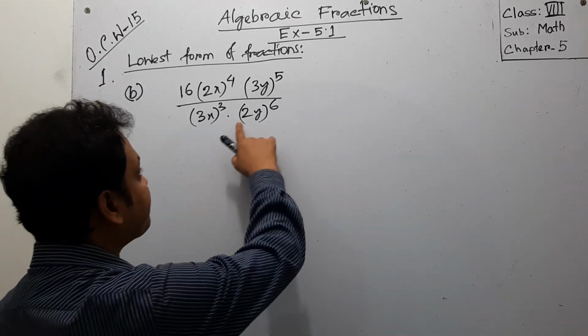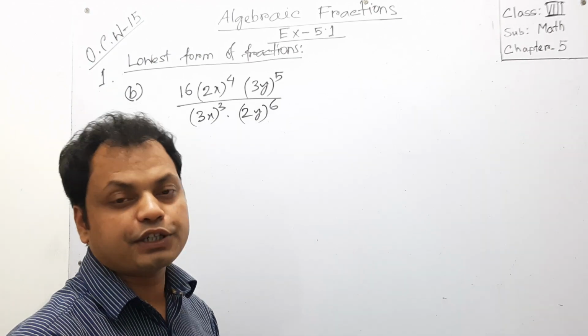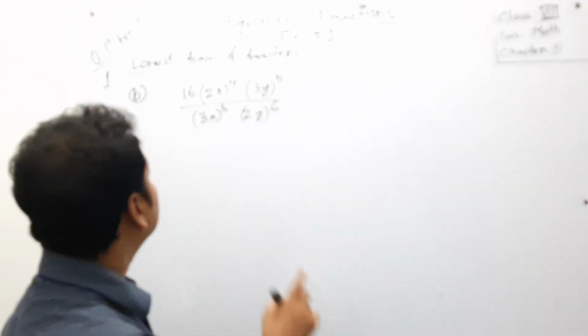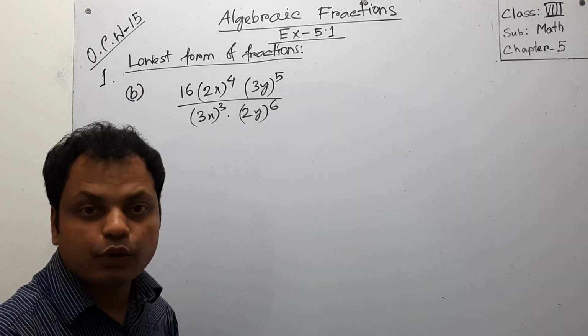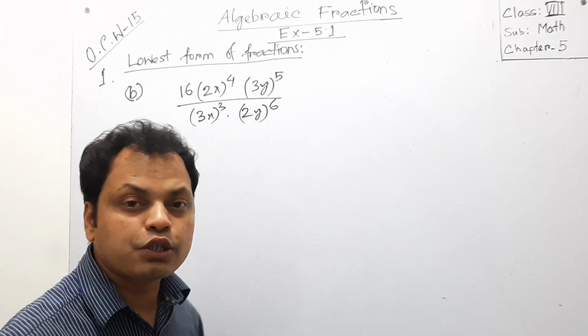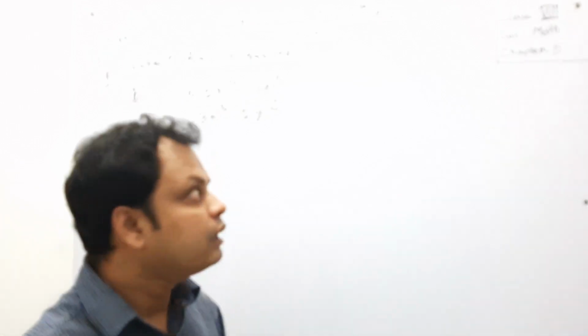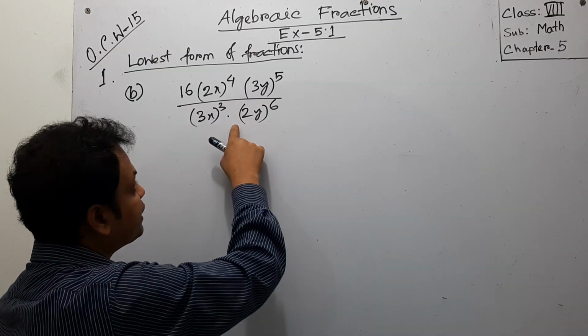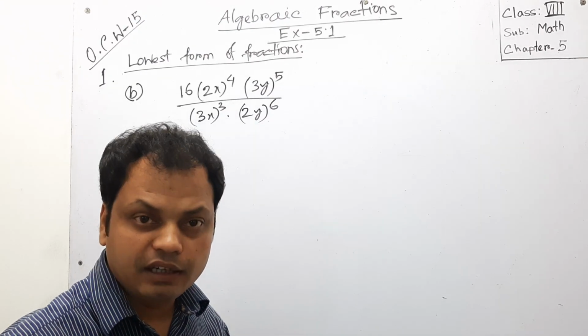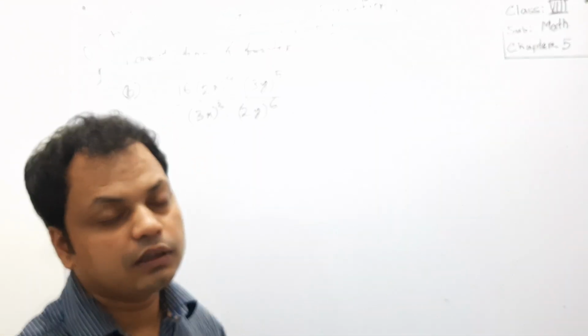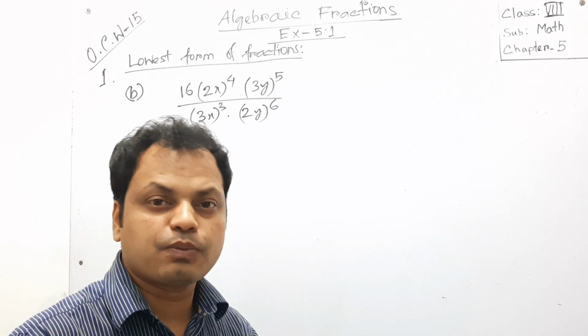This is an algebraic fraction. We have to find the lowest form of the fraction. So what is the lowest form of a fraction? From the numerator and denominator, after eliminating the common factors, the fraction that remains will be the lowest form. Another name for the lowest form is simple form or reduced form.